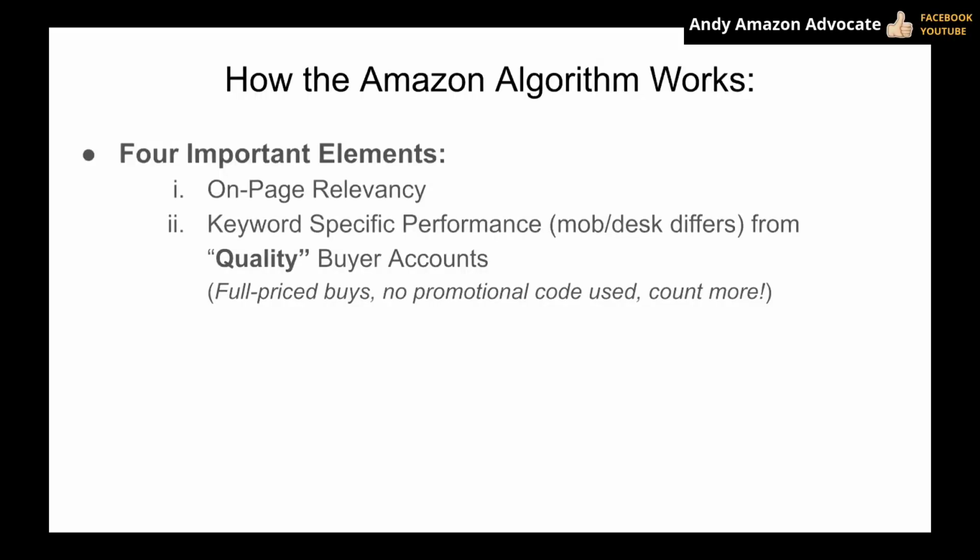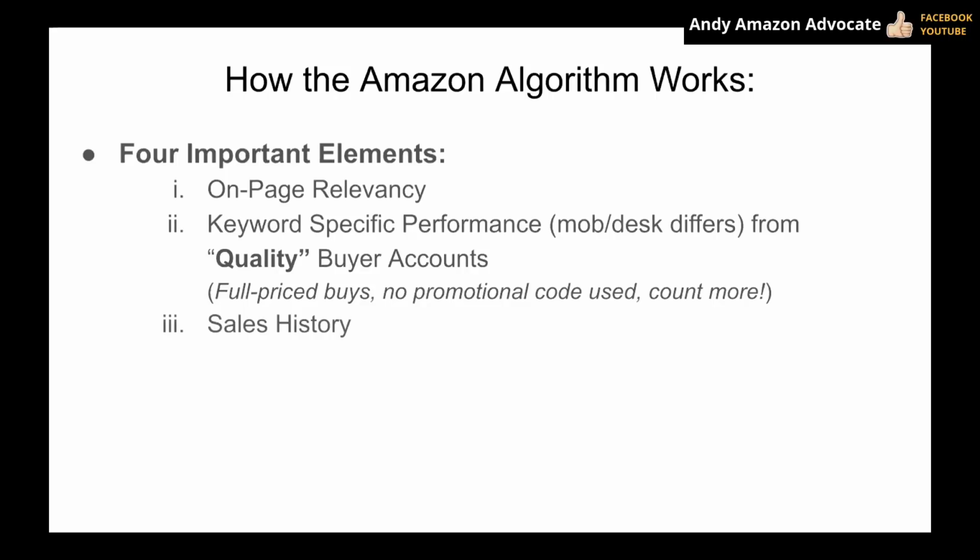Keyword-specific performance. So I'm going to dive into this as well, but keyword-specific performance, it varies based on mobile and desktop, and also it's going to look at, are you getting full price buys? What amount are people spending? Are they using promotional codes? Are they searching for things through specific keywords?